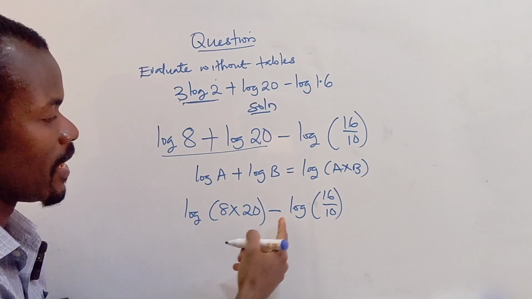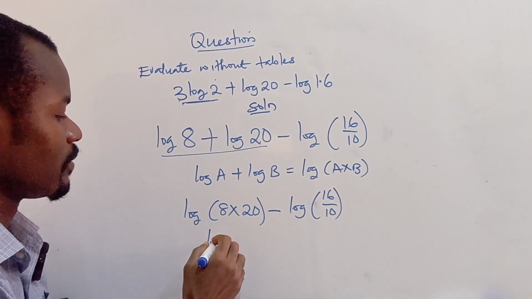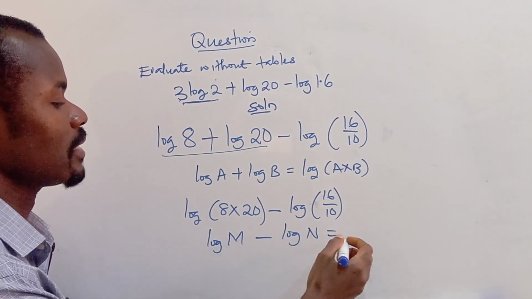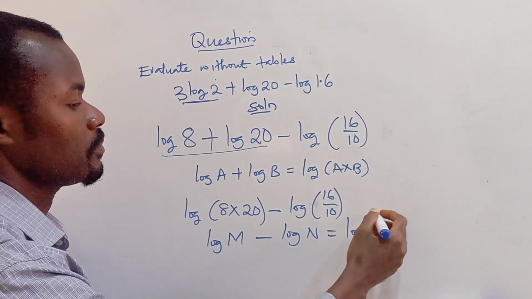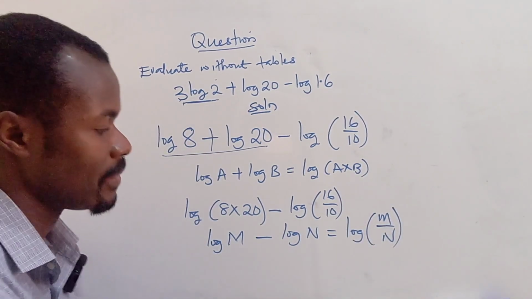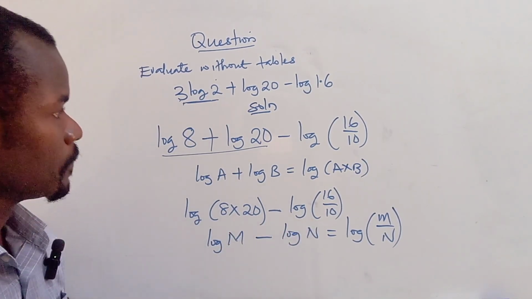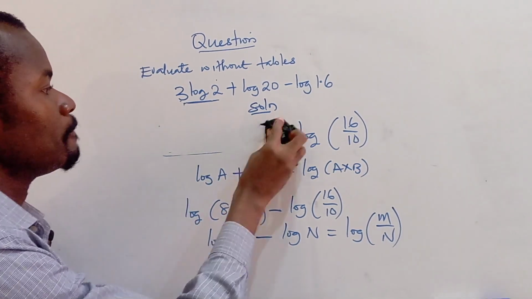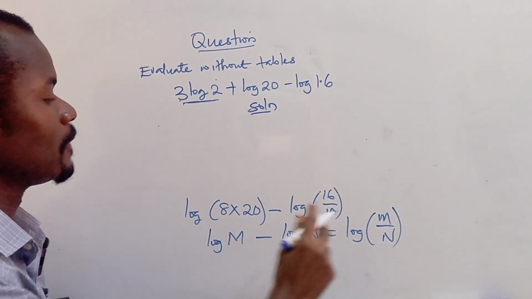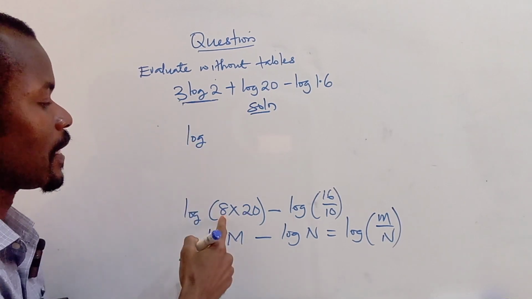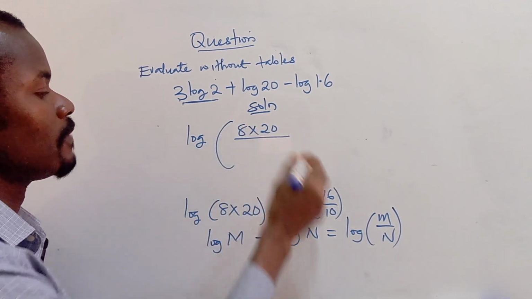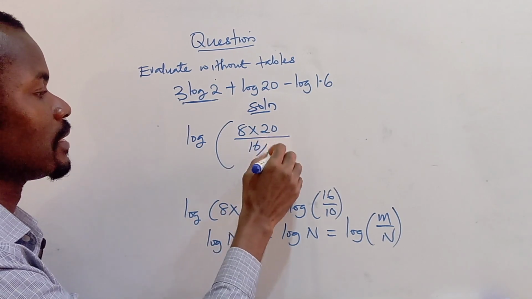I can see we have the subtraction law. If I have log m minus log n, we can write this as log m divided by n. Alright, so we are going to apply it to this. So let's apply that and see. All these we can write as log 8 times 20 divided by 16 divided by 10.